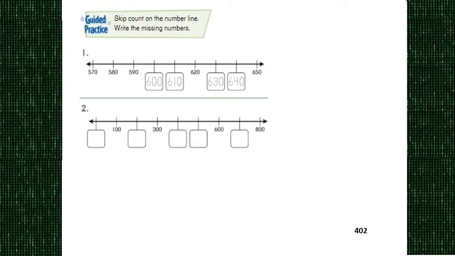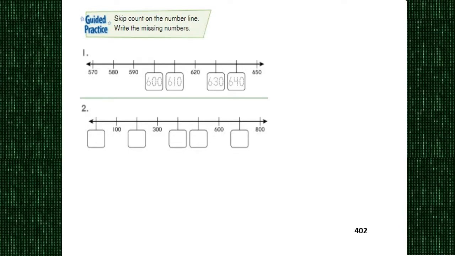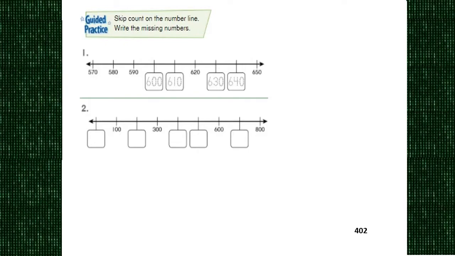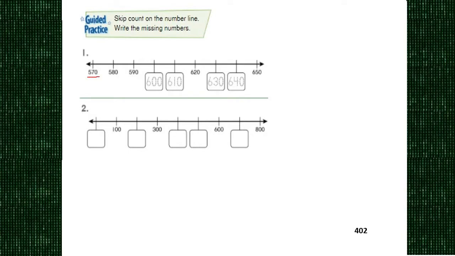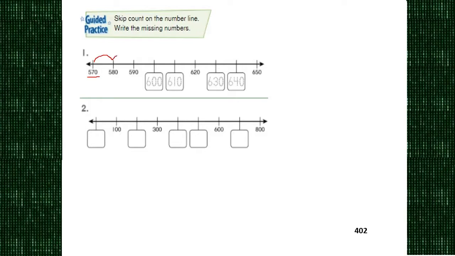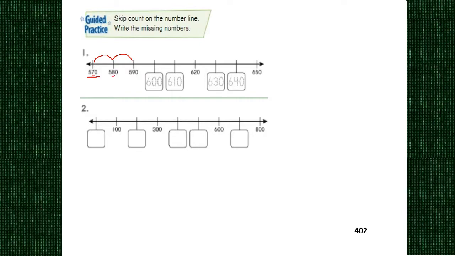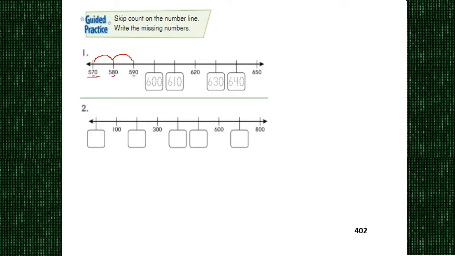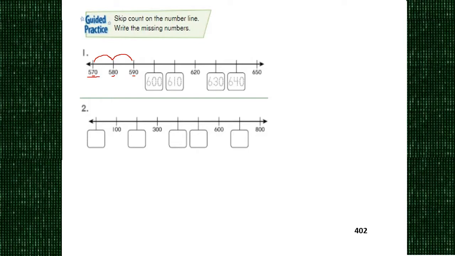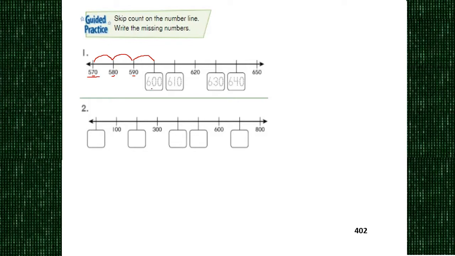Okay, so now we're on page 402 in your book, and the guided practice directions at the top say, skip count on the number line, write the missing numbers. Okay, well, we've got 570 here. And then we go to 580, 590. So we're going 7, 8, 9, and 590 is the end. We're at 9. So now we've got to move up 10 more. And that takes us to 600. And our tens number is back to 0.